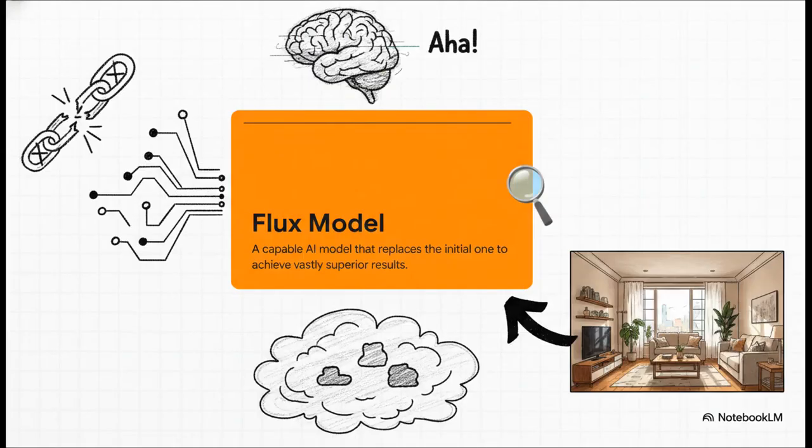But the real aha moment? That happens when they take that advice, ditch the problematic LoRa entirely, and pivot over to the Flux model. The Flux model kicks in and instantly delivers a vastly superior, incredibly clean interior image. It just goes to show, sometimes your wiring is right, but the base model itself just isn't up to the task.